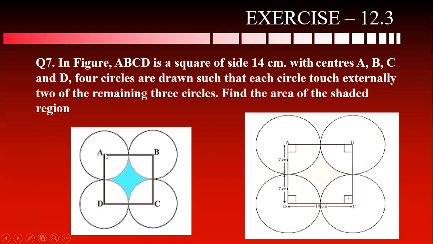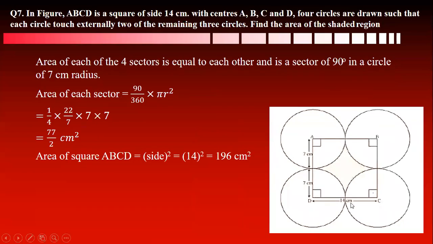Okay, so if it is B, it is touching the circle with centers A and C. And it is in such a way that they both are touching externally. That means what? It's given that the square is of side 14. So the radius of each circle is going to be 7 centimeter. Now again, we know that for a square, angles are all 90°.